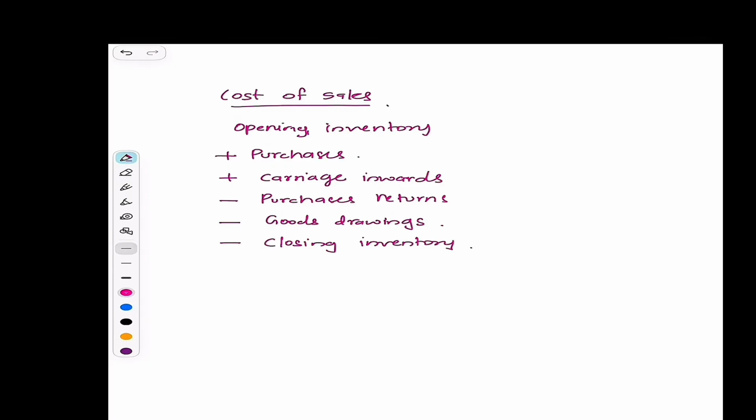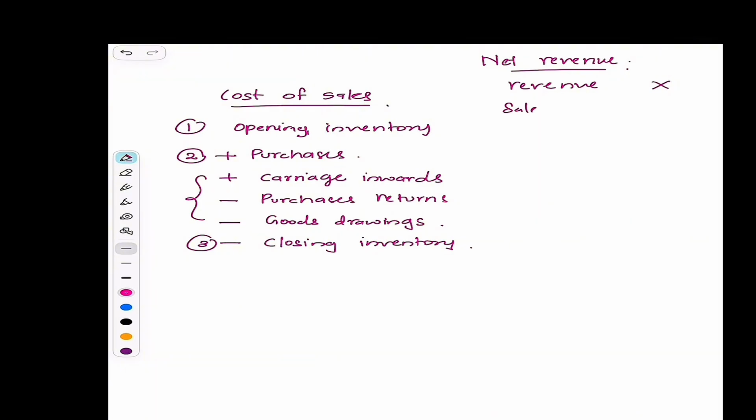Remember, this order cannot be changed. Opening inventory, purchases, closing inventory. These orders can swap between this range. So first we went through net sales or net revenue, which has the section of revenue, and then sales returns, or call it return inwards.